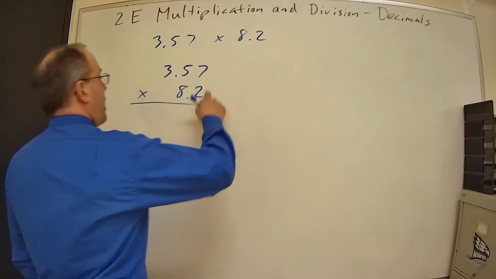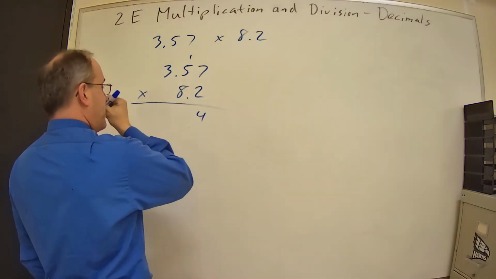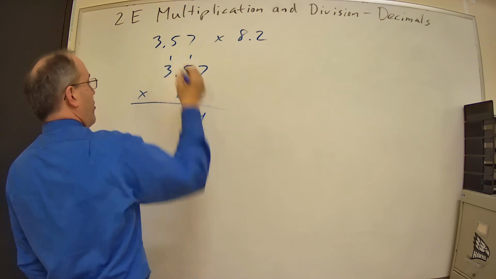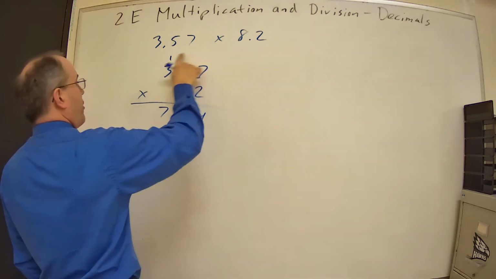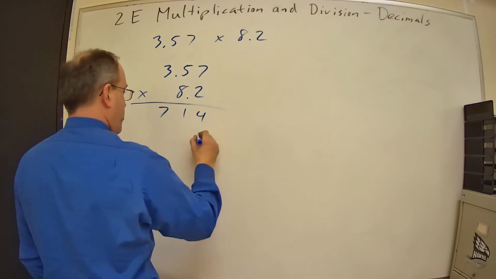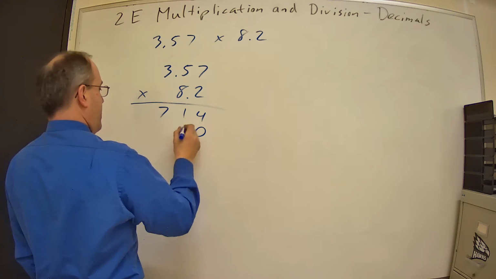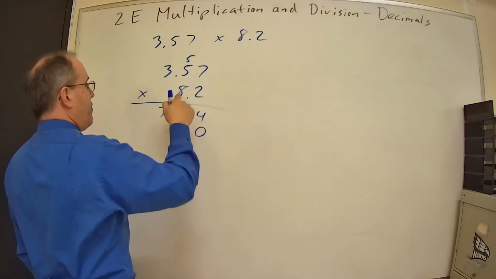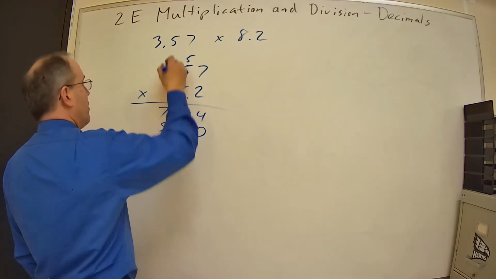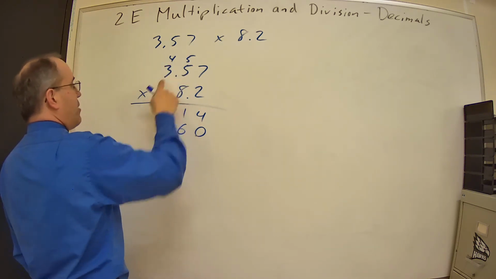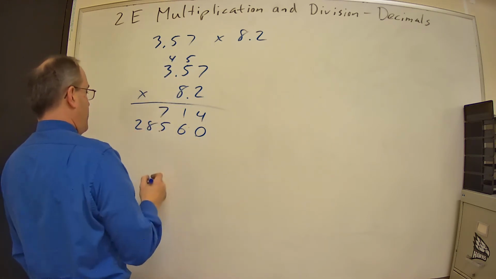So I'm going to go 2 times 7 is 14, carry the 1. 2 times 5 is 10, plus 1 is 11, carry the 1. 2 times 3 is 6, plus 1 is 7. And then I'm going to get rid of those. I'm moving over a place, so I'm going to put a 0 here. 8 times 7 is 56. Carry the 5. 8 times 5 is 40, plus 5 is 45. Carry the 4. 8 times 3 is 24, plus 4 is 28.